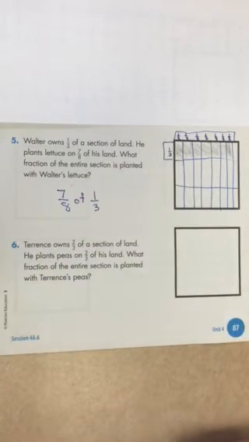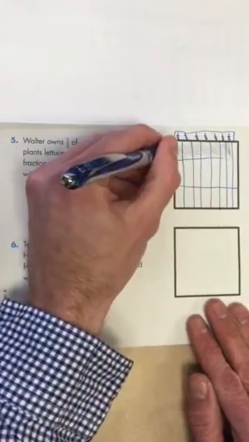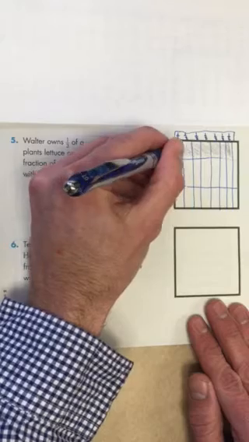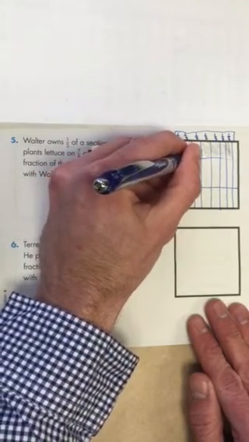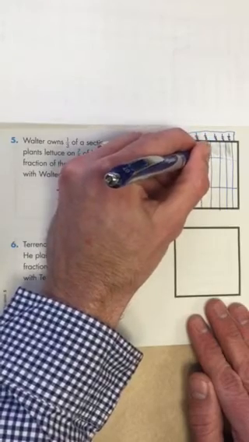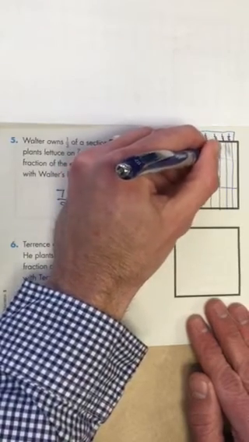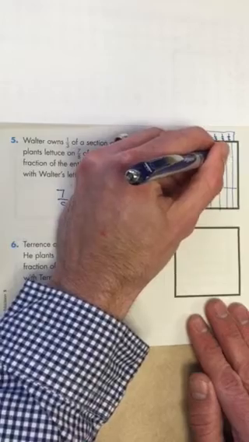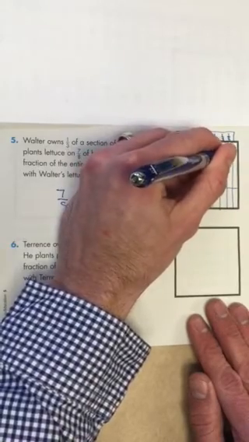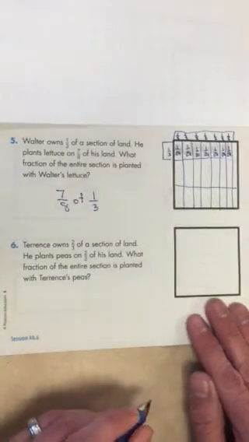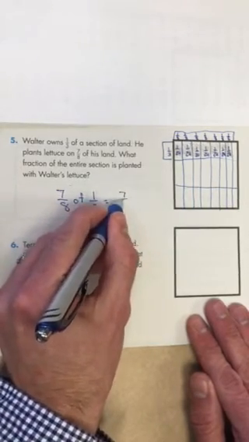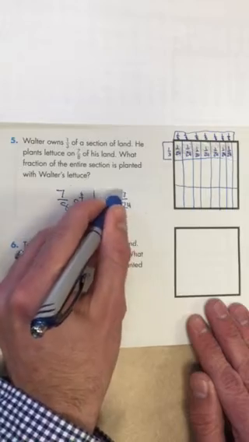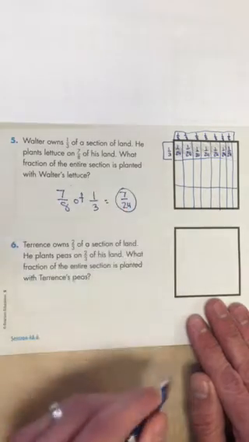So then I'm going to go ahead and label each of those as 1/24, 1/24, 1/24, 1/24, 1/24, 1/24, and 1/24. So what that equals is 7/24. I know that's going to be my final product.